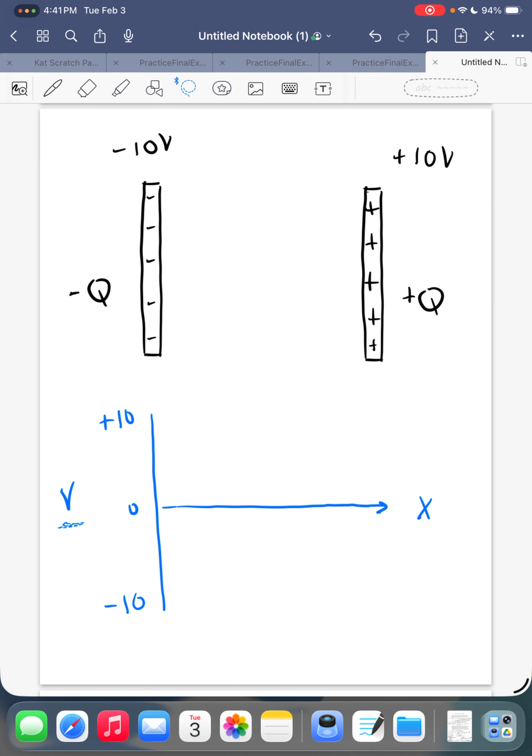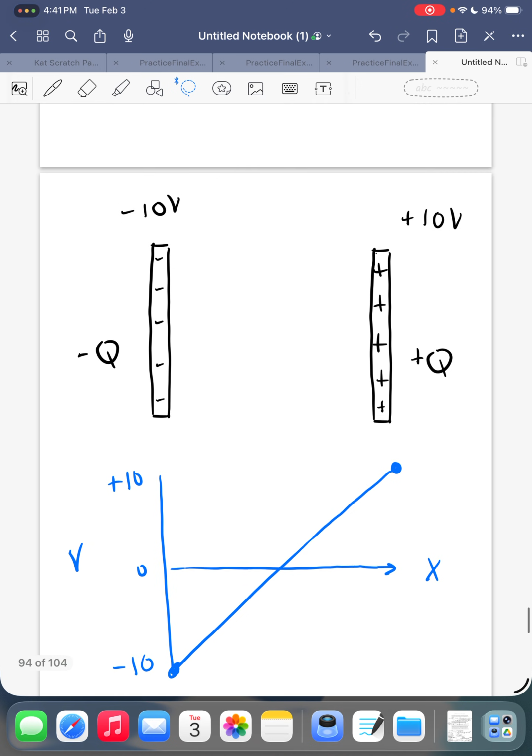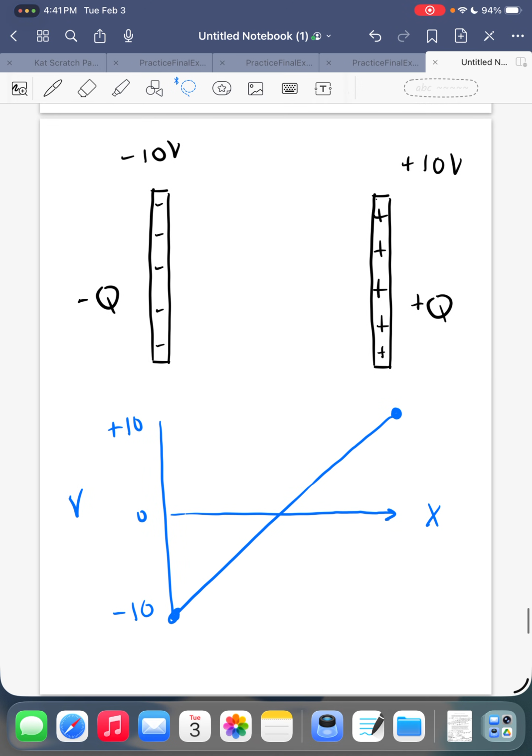Here's potential on the y-axis like that, and here's distance between the plates on the x-axis. What does it look like? It looks like this. We start out at minus 10, we go all the way up to positive 10, and this has to be a straight line right between the 2 points. And that tells us that the potential somewhere around in here is going to be near 0, and then somewhere around here it's probably going to be 5 or something like that.